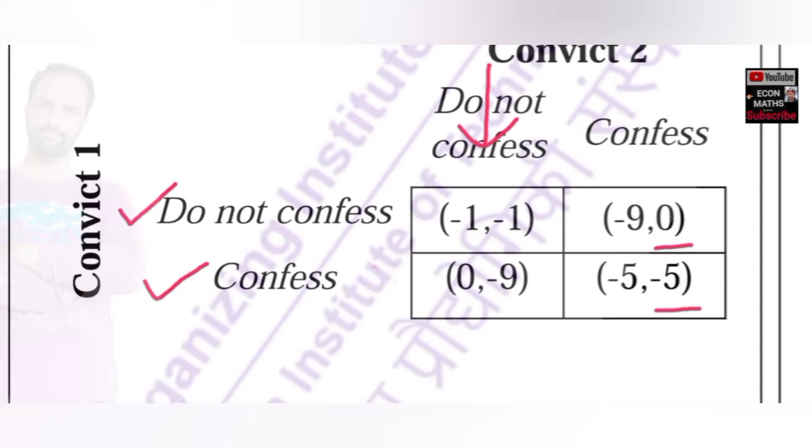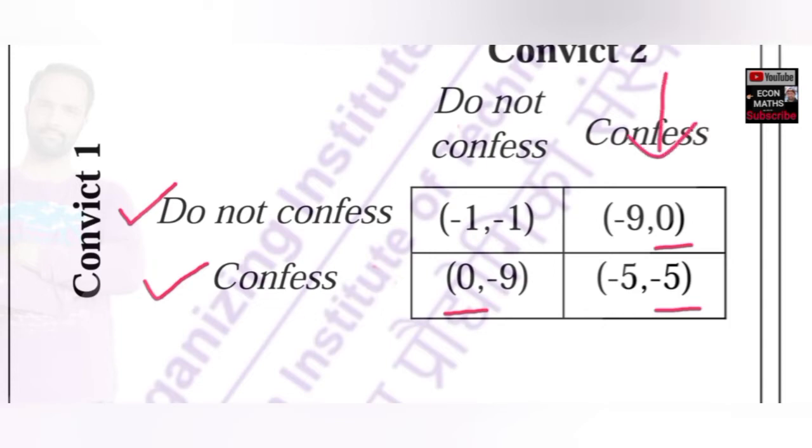And obviously you can see here, do not confess gives him -1 as payoff, and to confess he gets 0 as payoff. Here you can see 0 is greater than -1, so convict 1 will choose to confess here. Okay, so let us rub this out here. Now let us see what happens if convict 2 chooses to confess.